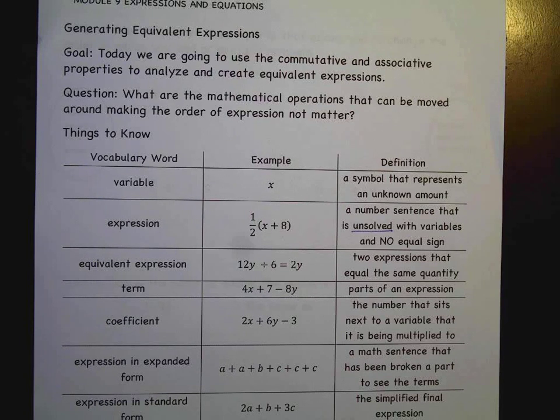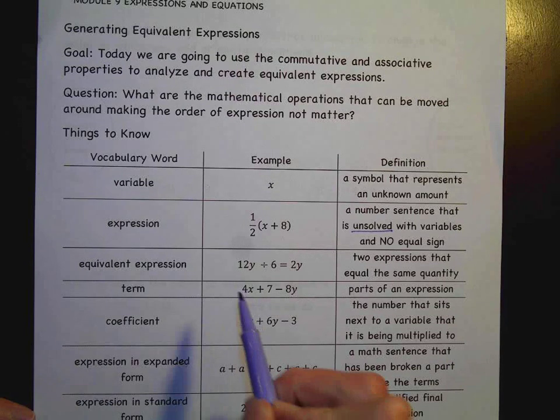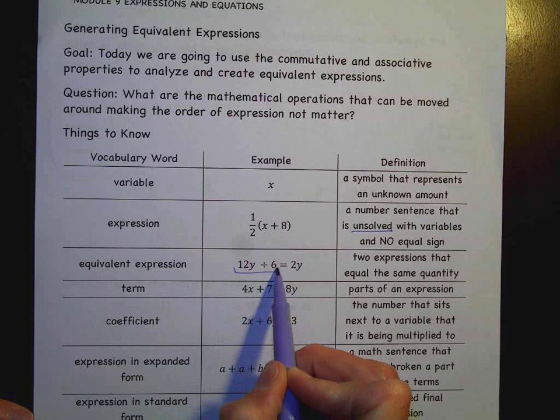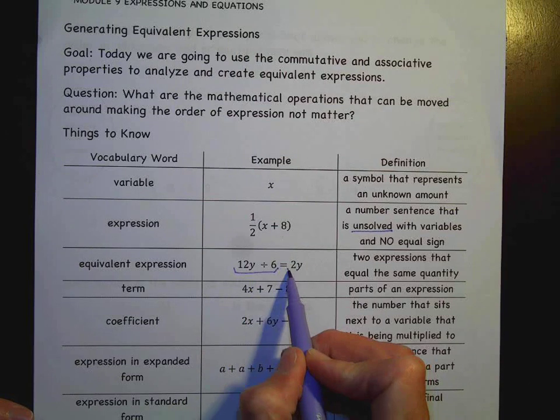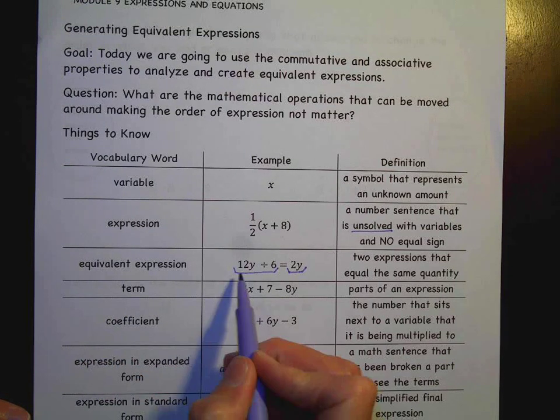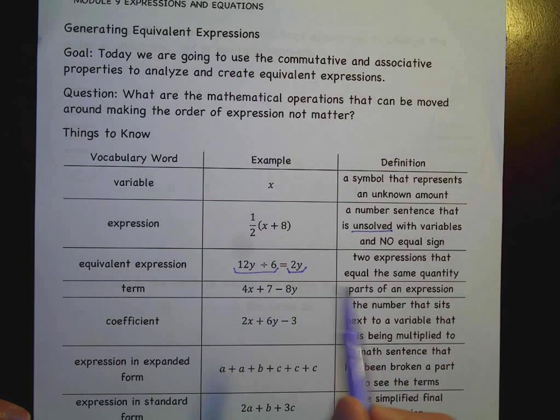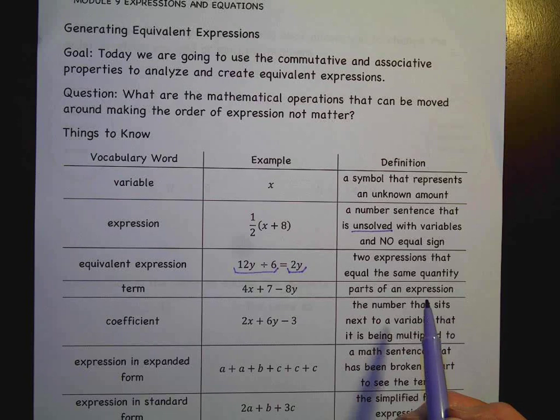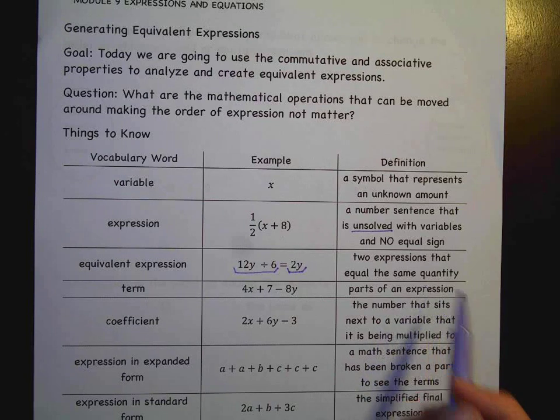Equivalent expression means that one set is equal to another set. So for example, in this example, this right here is an expression, and this right here is an expression, and they are equivalent because they mean the same thing. So 12y divided by 6 means the same thing as 2y. The definition that I want you to know is two expressions that equal the same quantity.